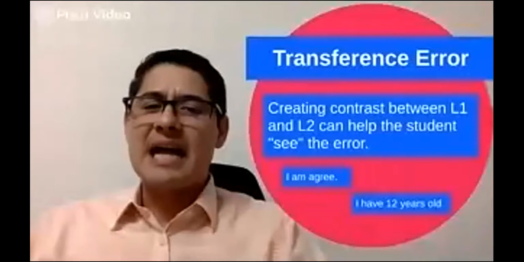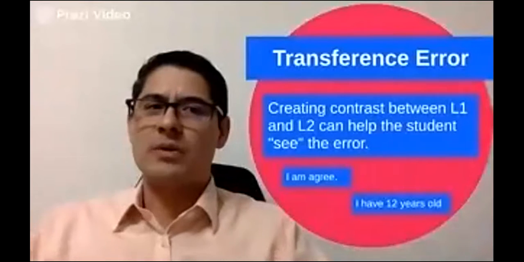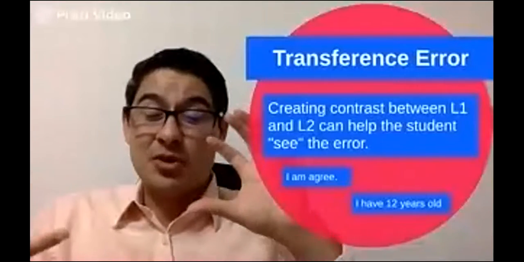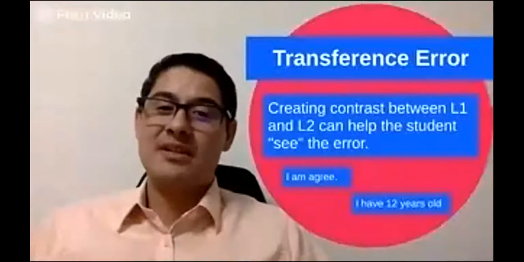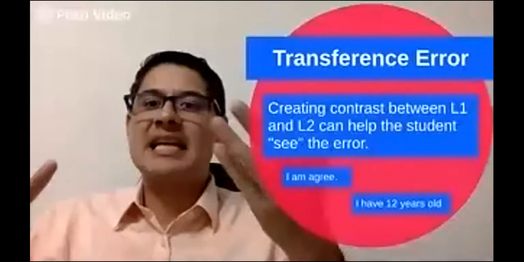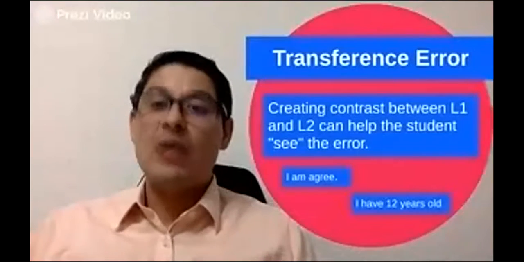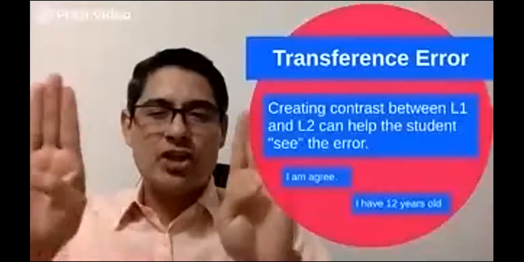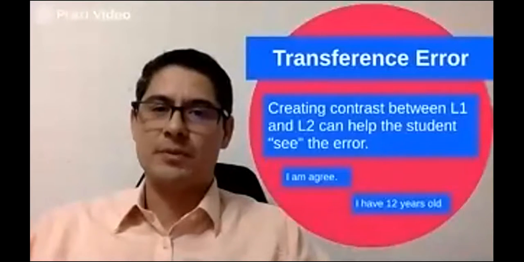The student says, I have 12 years old. Have is what the student is translating the verb to English and saying it like that. This is a transfer error where you as a teacher have to contrast. Stop, make a contrast between L1 and L2.